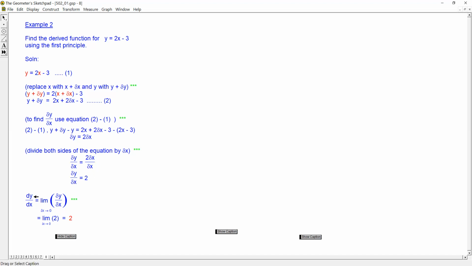Okay. Then what is dy dx? From the definition, dy dx is the limit of delta y over delta x as delta x approaches 0. So this delta y over delta x here, I replace with the 2 here. This 2 will substitute inside here. So the limit of 2. The limit of 2 is what? The limit of 2 is 2. So this number 2 here is my dy over dx, which I obtained using the first principle.